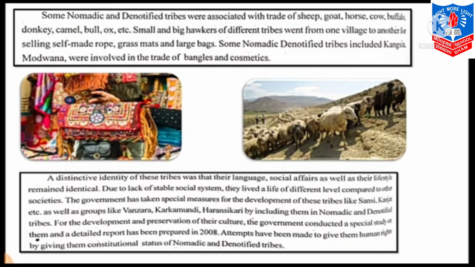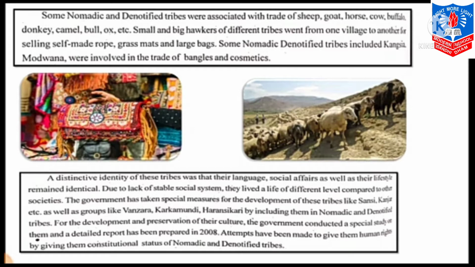And some nomadic and denotified hawkers went from one village to another selling self-made ropes, grass mats and large bags. Even those tribes named Kangasia and Modwana were involved in the trade of bangles, combs and cosmetics. Now students, their language, social affairs and lifestyle were identical. Identical means same, but their distinct identity, meaning alag pehchan, was that due to lack of a stable social system, they lived a life of a different level compared to other societies.